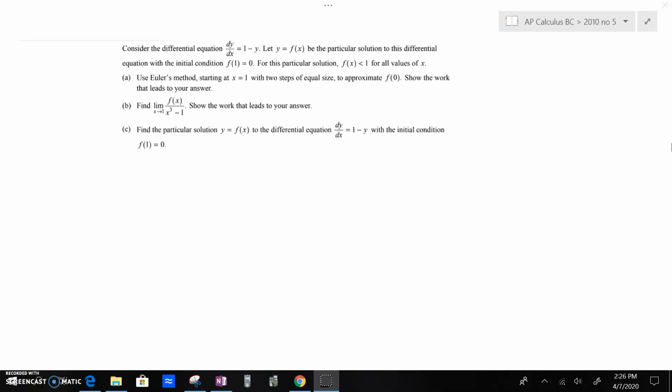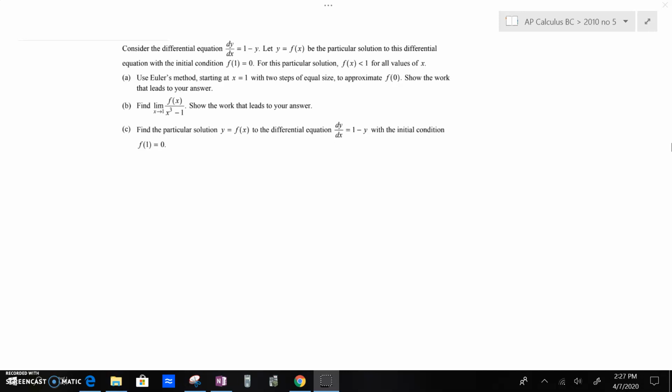And then it's saying for this particular solution, the y values, f of x, are less than 1 for all values of x. Sometimes they tie that into a slope field. In this particular one, they're just stating it. We'll use that a bit later into the problem, but that is an important piece of information.